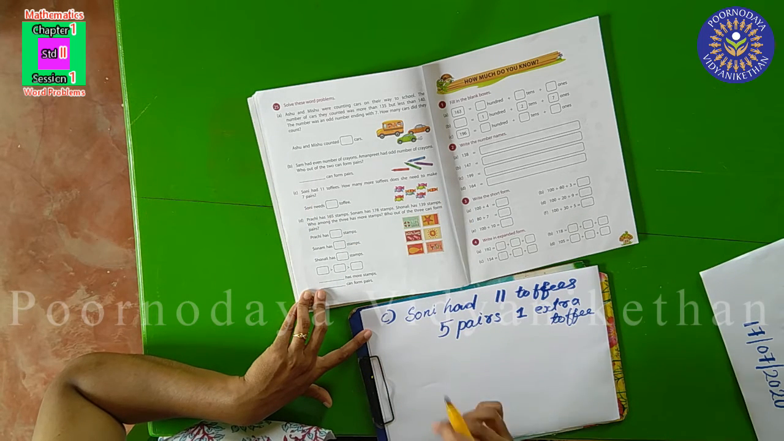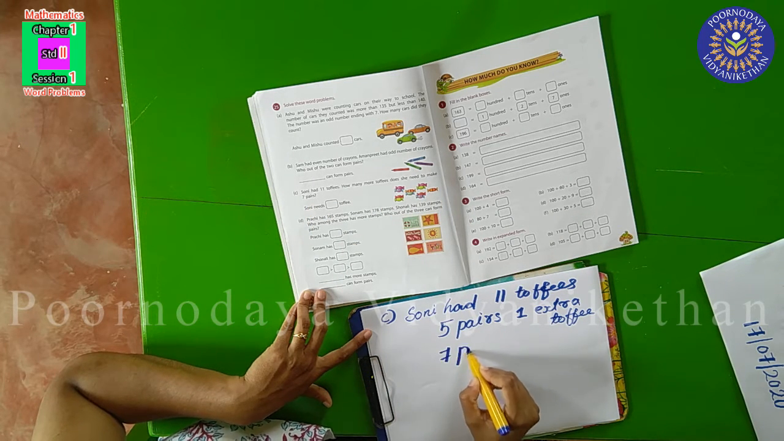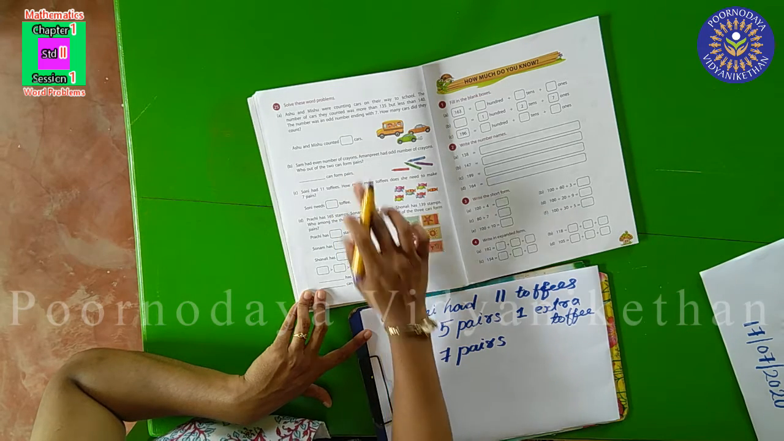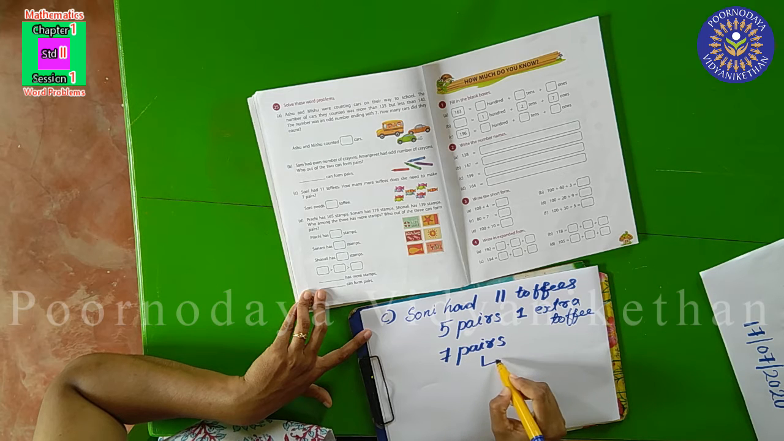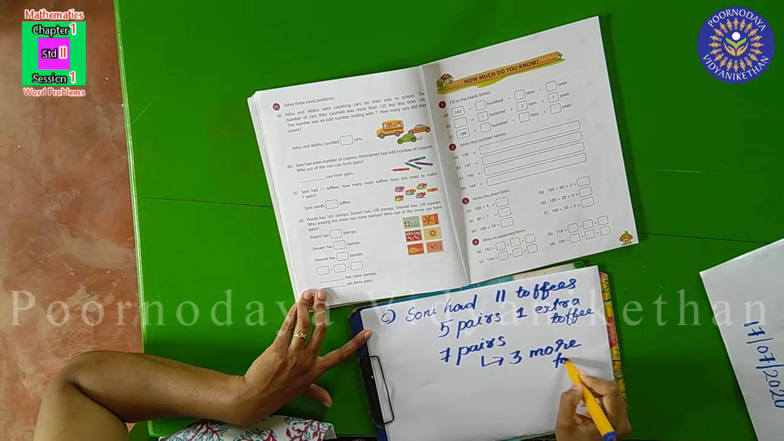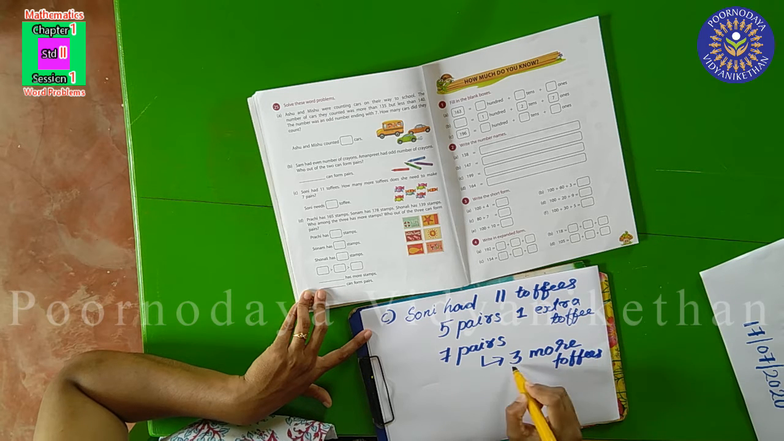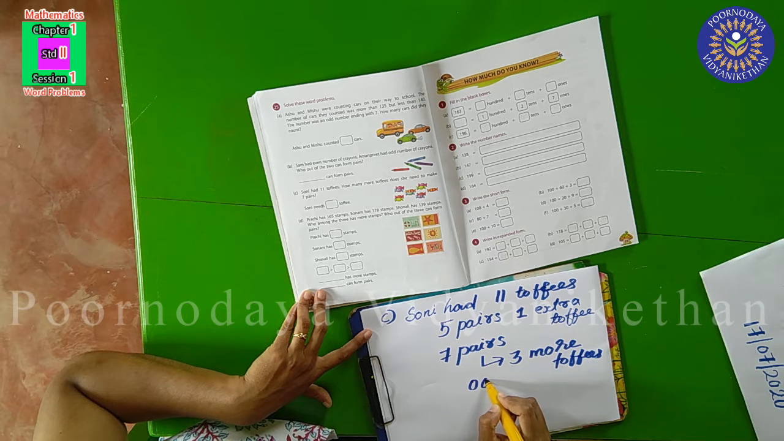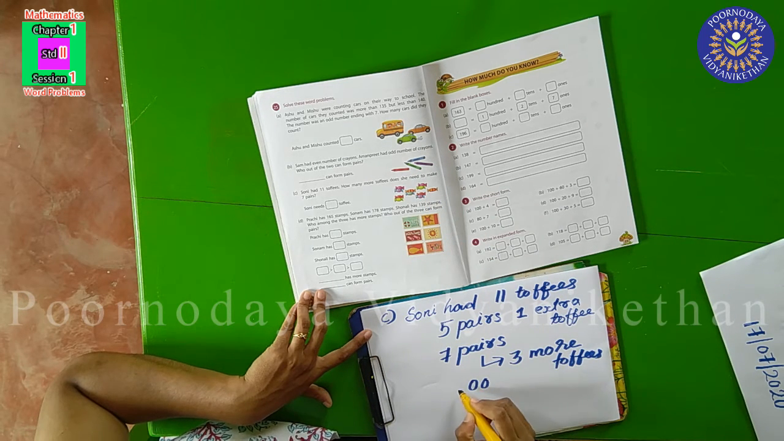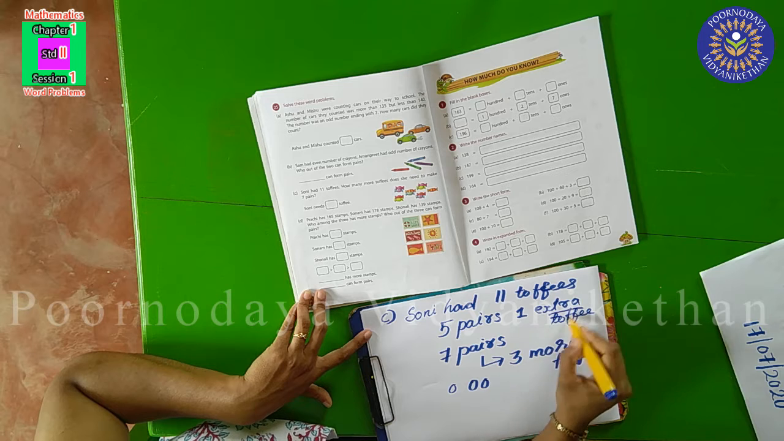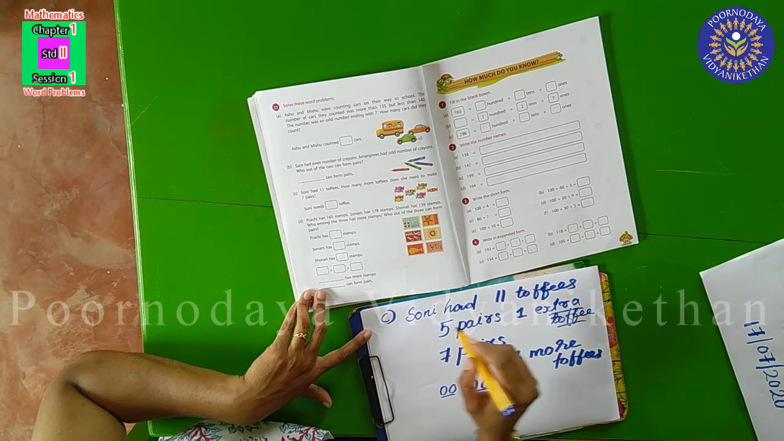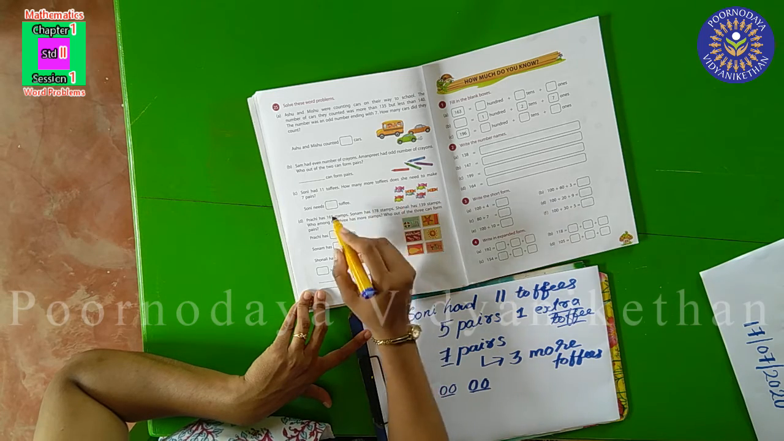She needs to make 7 pairs. For making 7 pairs, how many more toffees does she need? 3 more toffees. With these 3 toffees and the 1 extra toffee, add 1 toffee to the extra toffee, then she will get 2 pairs. Then total 7 pairs. Did you understand?